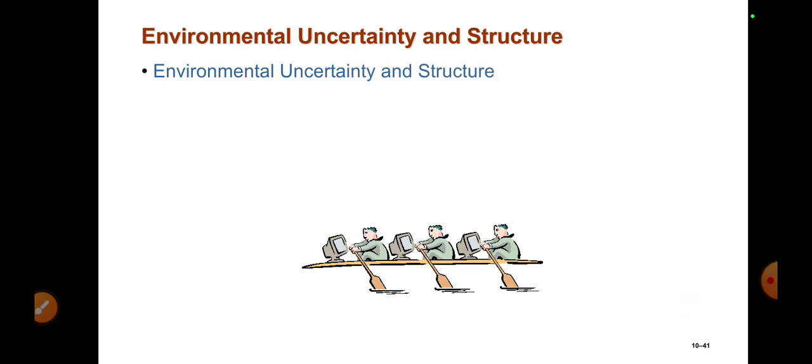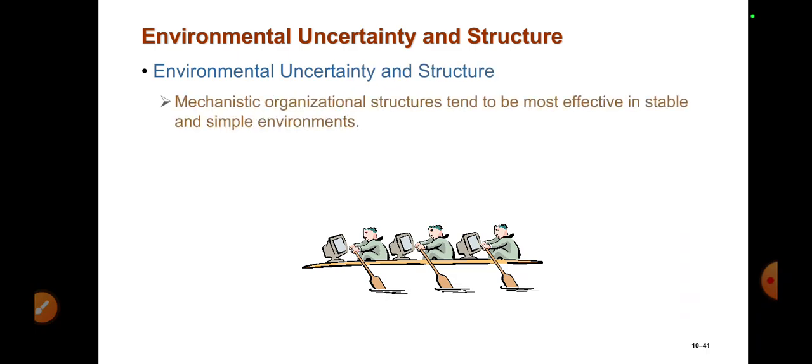Environmental uncertainty and the structure. Environment means the factors that directly or indirectly affect the organizational decisions. And the factors that affect the organizational decisions are mostly outside the organization. There are some factors that are not controllable. They may change automatically, like economic situation, political situation, new technology. At that time, the organization should change their structure.